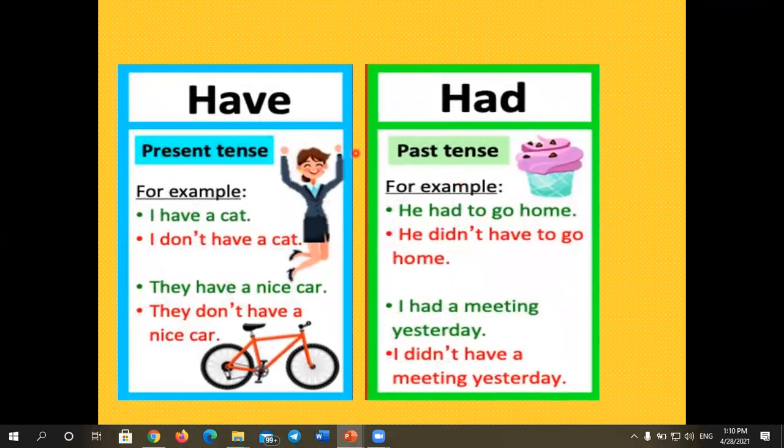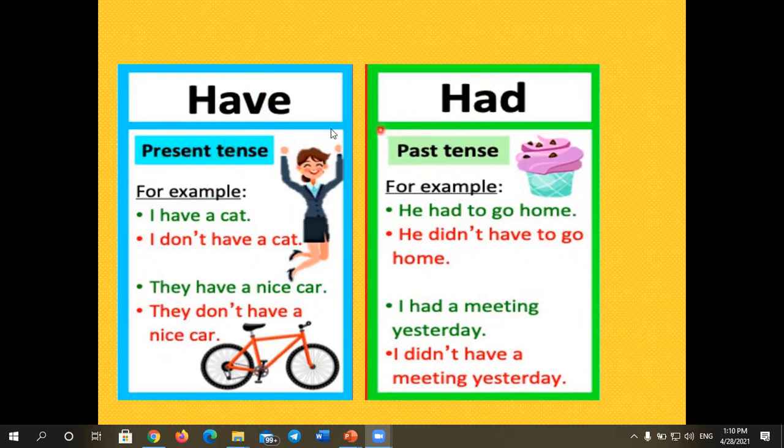Now the verb have in the present. So the present tense is have. For example, I have a cat. I don't have a cat. They have a nice car. They don't have a nice car. So the verb have, we use it in the present.